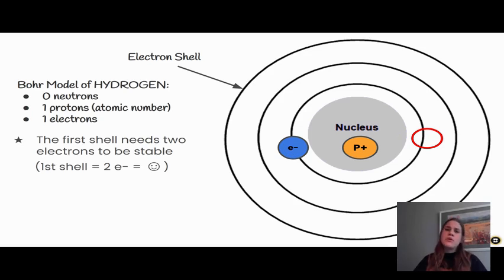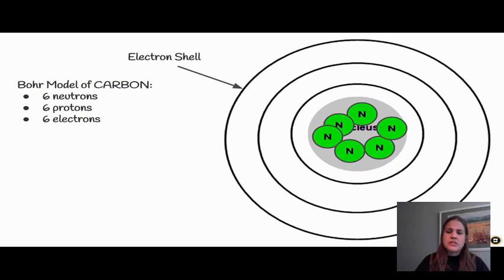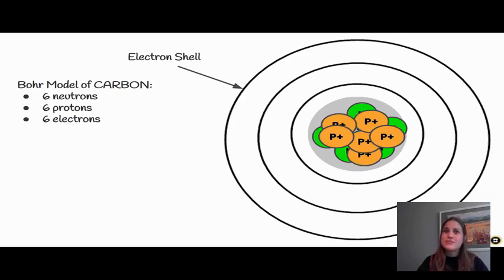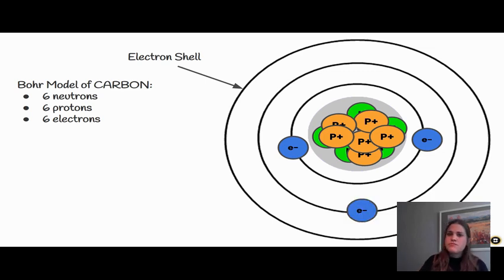When we get into those bigger ones, from lithium onwards, we have the nucleus in the center, with neutrons in the nucleus, as well as your protons. And then we start to build up our electrons. So 2 in that first shell, but carbon has a total of 6. So we need to keep adding electrons. So we go to the next shell. We go 1, 2, 3, 4. Now we have a total of 6 electrons accounted for.